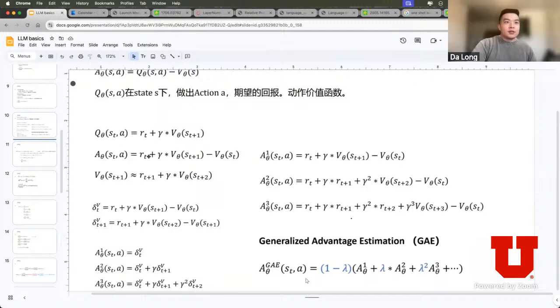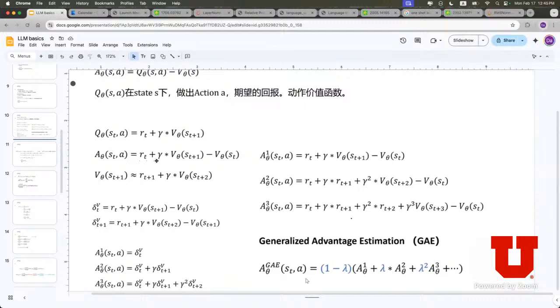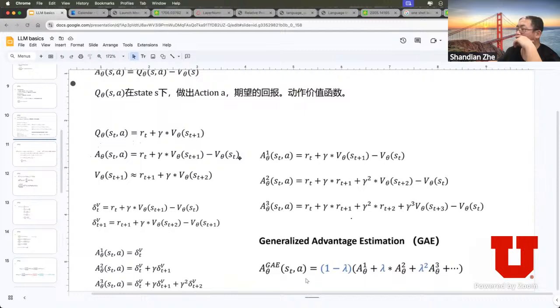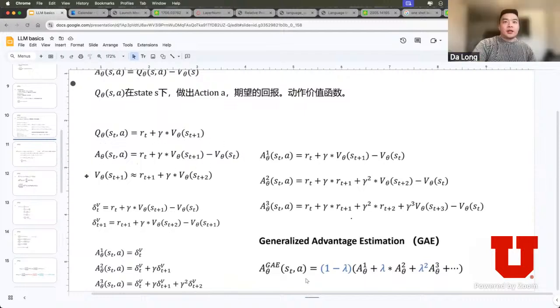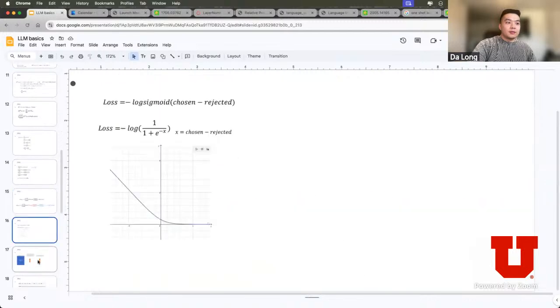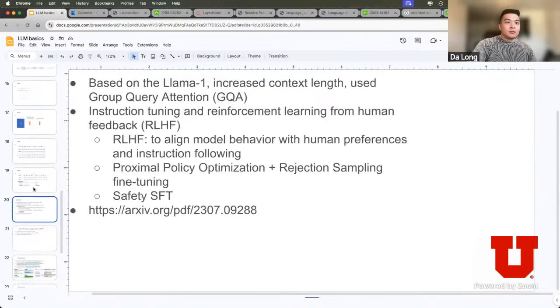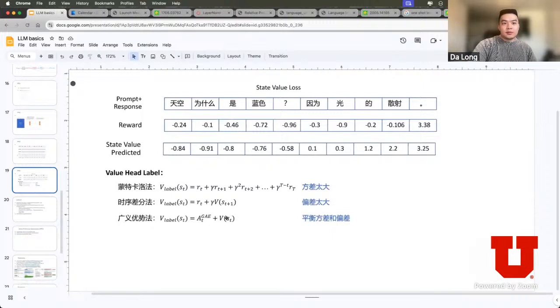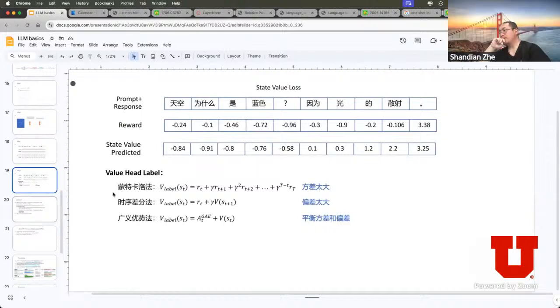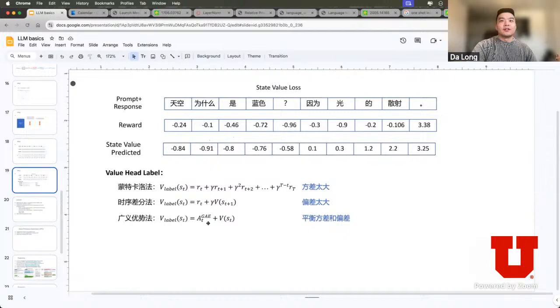So advantage is this one minus this one. So yeah, it should subtract it by, oh no, yeah, it should be plus, yes. Yeah, plus. So this one, yeah, it should be plus. Okay, so this is how to train the value and the policy.